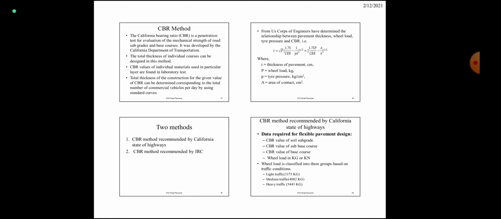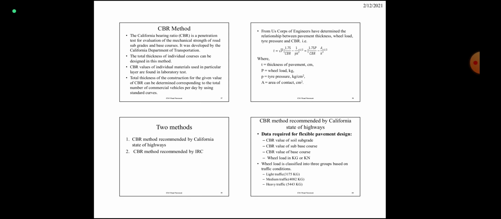The US Corps of Engineers have determined the relationship between pavement thickness, wheel load, tire pressure and CBR, that is T = square root of P times (1.75 divided by CBR minus 1 divided by (p times pi)) = 1.75 P divided by CBR minus A divided by pi, the whole to the power 1 by 2, where T is the thickness of pavement in cm, P is the wheel load in kg, small p is the tire pressure in kg per centimeter square, and capital A is the area of contact in cm square.